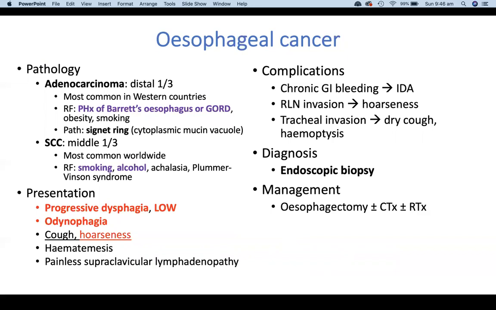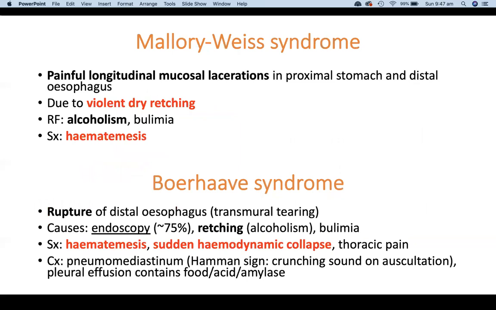If you get cough and hoarseness, that's related to the complications. So that's if you get recurrent laryngeal nerve invasion or tracheal invasion, that will give you your other symptoms. It can also give you IDA. So a lot of these cancers, gastric, esophageal, colorectal carcinoma, they will give you your iron deficiency anemia. Okay, so that's the main stuff from esophageal cancer.